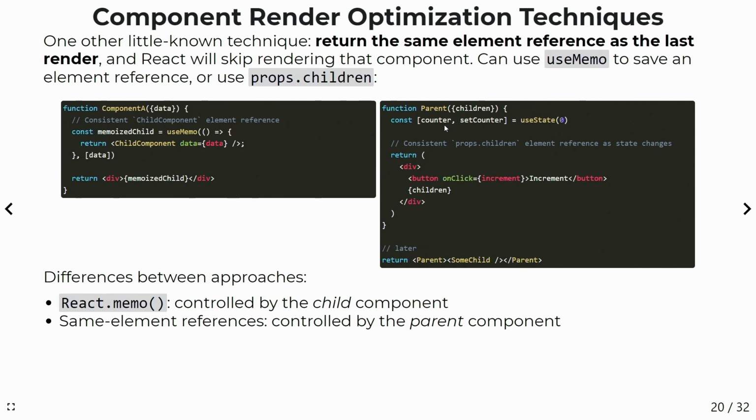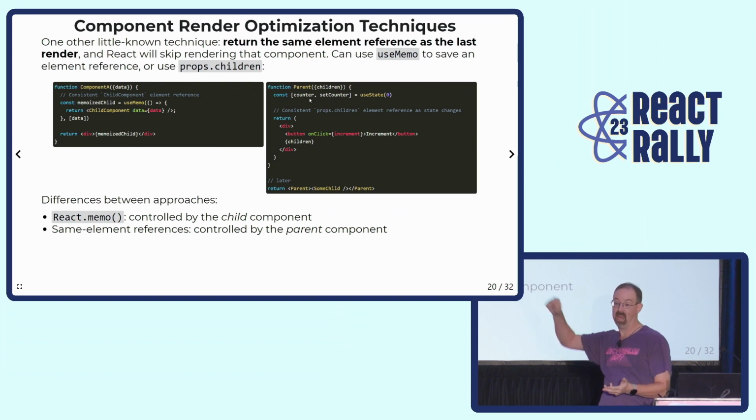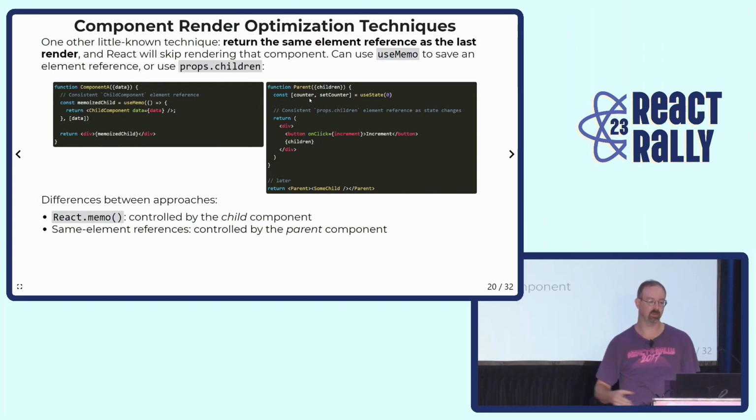We can make the comparison that react.memo is controlled by the child component, in the sense that you had to put that around the child component to make use of it, whereas the same element optimization is controlled by the parent. So in this example, if I do a useMemo in the parent, the element object will always be the same, and React will only render that child once and then skip it in the future.